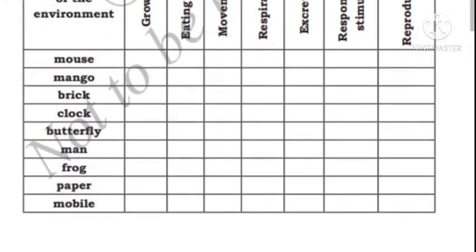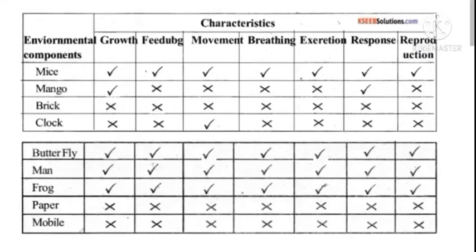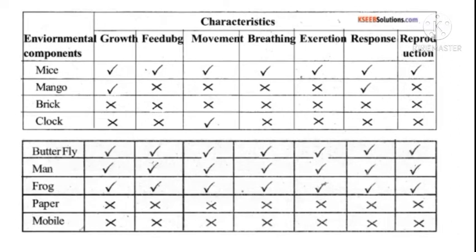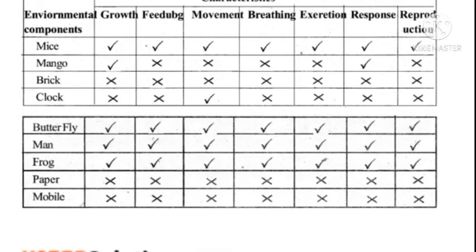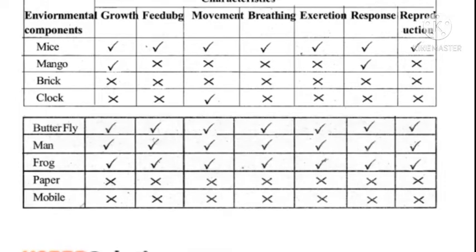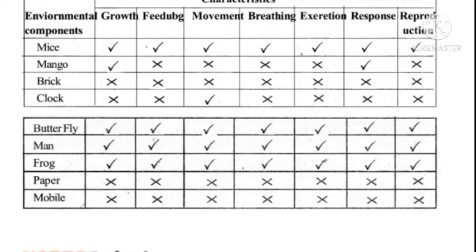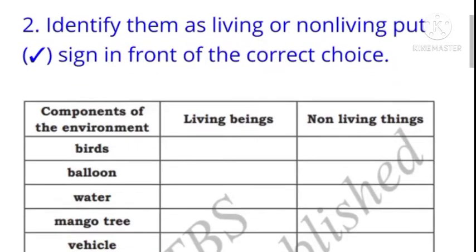And some of the examples are given. Components which are present in the environment are given. Here are the answers for this. See here: mice, mango, brick, clock, butterfly, man, frog, paper, mobile. For all these you have to put a right mark, and you have to put a wrong mark if they do not show growth, feeding, movement, breathing, excretion, response, and reproduction. Okay, here are the answers. Check carefully and put right or wrong mark.